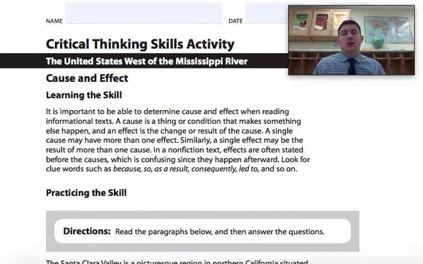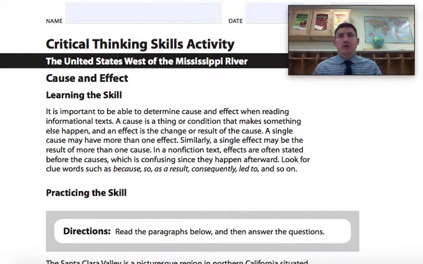A cause is a thing or a condition that makes something else happen, and an effect is the change or the result of that cause. A single cause may have more than one effect. Similarly, a single effect may be the result of more than one cause. In a nonfiction text, the effects are often stated before the causes, like they're shown in this linear fashion, as in this came first, then this came next, which is confusing since they happened afterward. Look for the clue words such as because, so, as a result, consequently, led to, and so on.